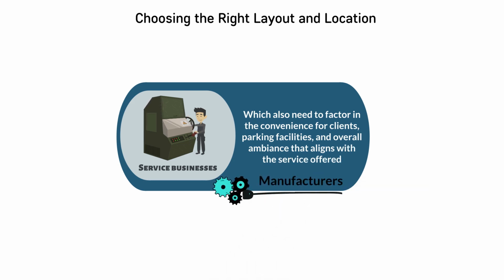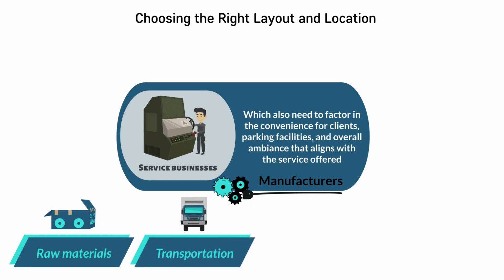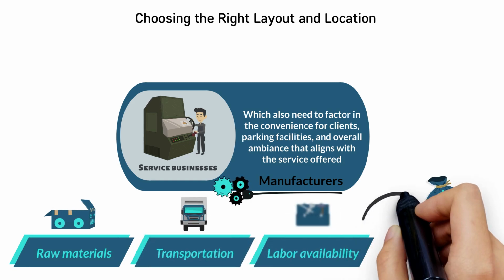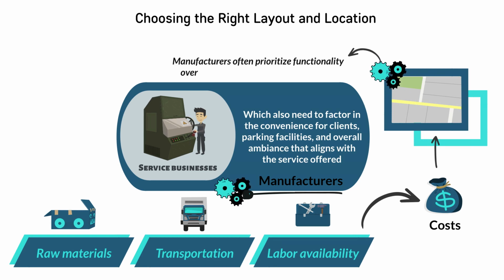Manufacturers, on the other hand, undergo a different site selection process. They need to consider access to raw materials, transportation routes for distribution, labor availability, and costs, along with the suitability of the land or existing structures for the manufacturing process. Manufacturers often prioritize functionality over aesthetics when it comes to layout.